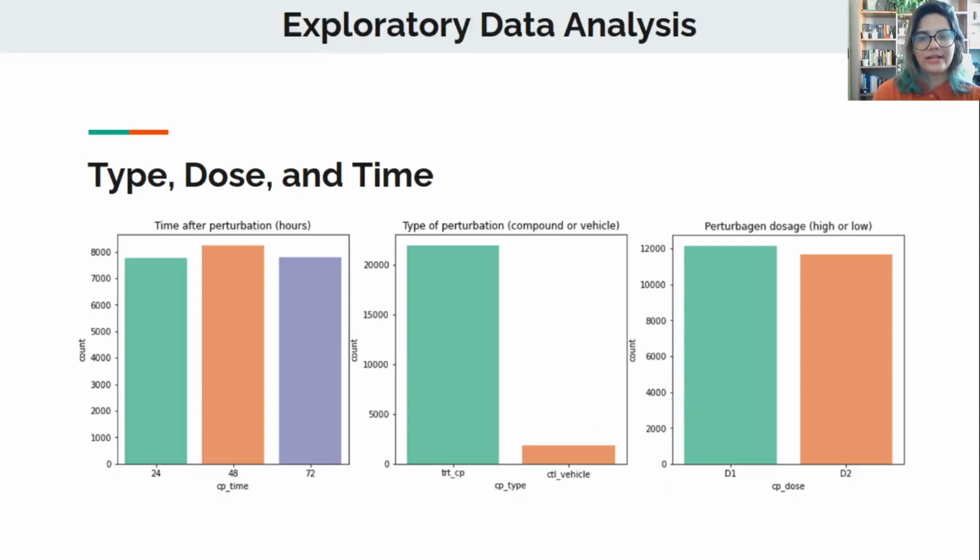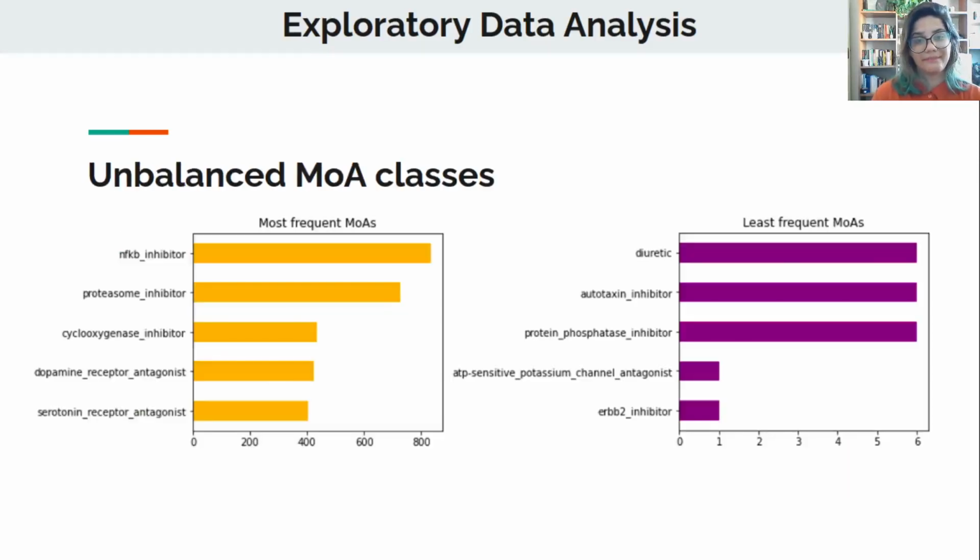We ran an exploratory analysis in which it was clear that samples were evenly distributed regarding the compound dosage and the measured time, but with a majority of non-vehicle data. As for the MOA classes, we saw some that were overrepresented, like the NF-kappa B inhibitor, which appeared more than 800 times, and some with only one appearance, like the ERBB2 inhibitor.